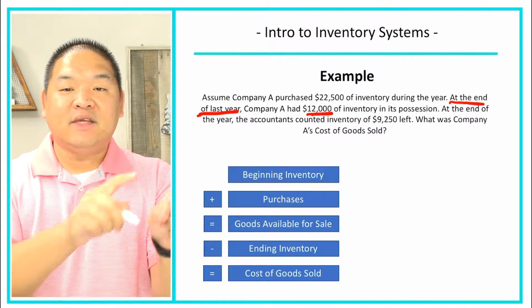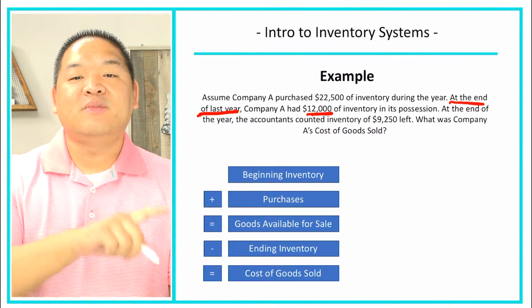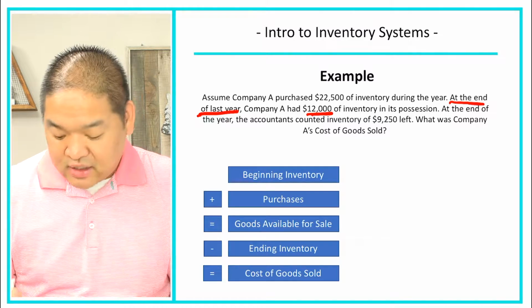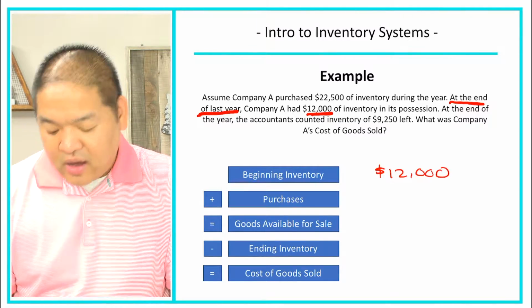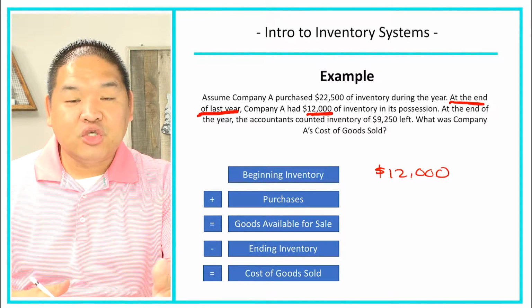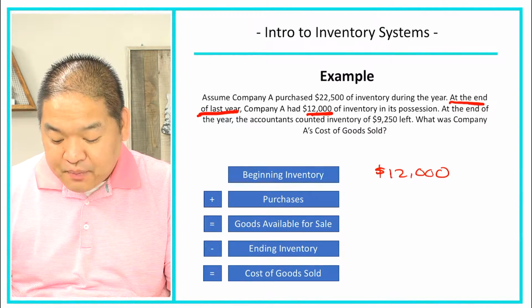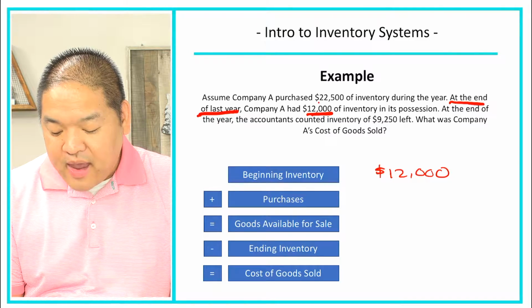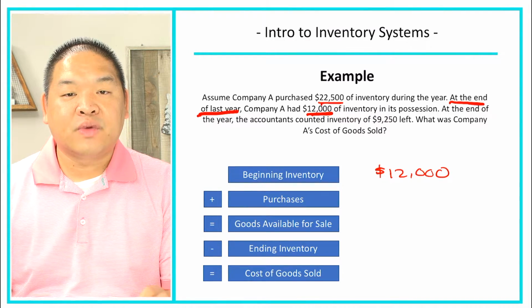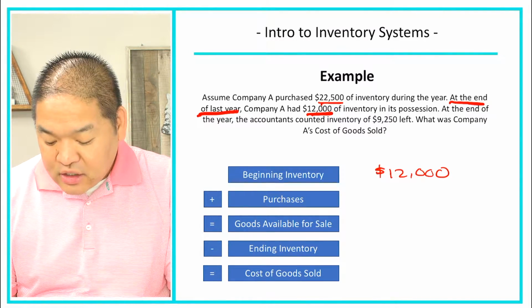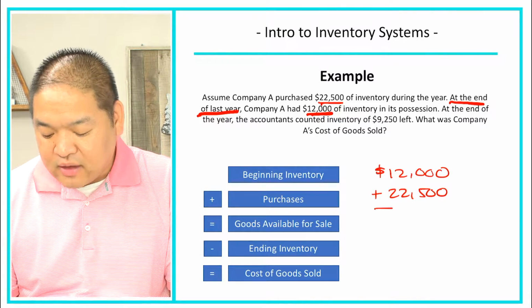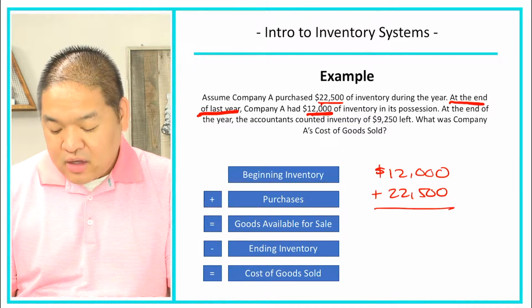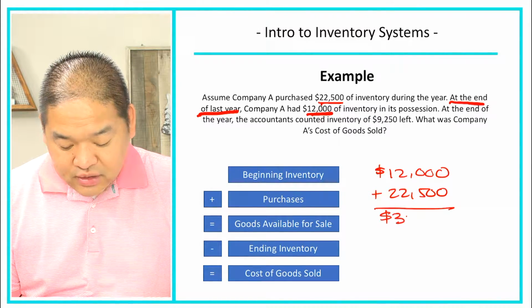So if it was the end of last year, it becomes the beginning of this year. So the beginning inventory was $12,000. From there, we're going to add to it purchases. If we add purchases, we see that company A purchased $22,500 worth of inventory during the period. So we're going to add $22,500. Now, if we do that math, we get goods available for sale during the year of $34,500.